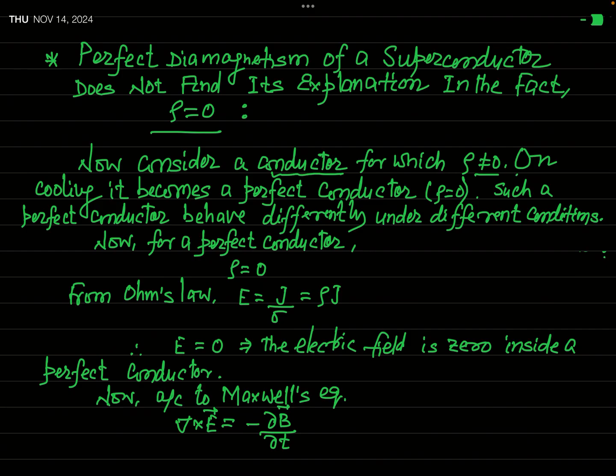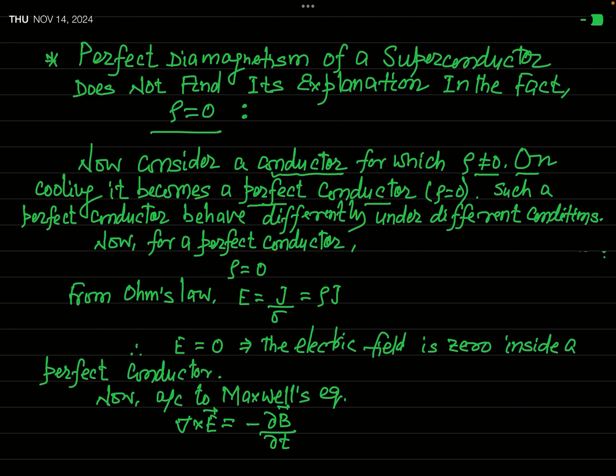Now, when you cool this conductor, the resistivity of a conductor decreases, and let us consider that on cooling, this conductor becomes a perfect conductor. Mark it, this is a perfect conductor, not a superconductor. Don't be confused between superconductor and perfect conductor. Perfect conductors are not superconductors. Both are different things.